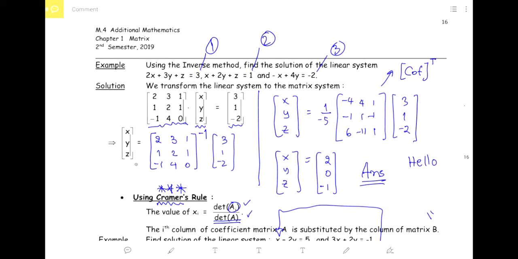Okay, so next one. You want to find this x, y, z? You have to multiply by the inverse of this matrix on both sides. You multiply it on both sides, then you have x, y, z equal to the inverse of this times 3, 1, and minus 2. Okay, understand it, right?